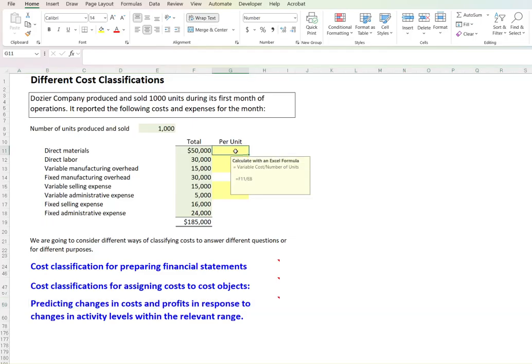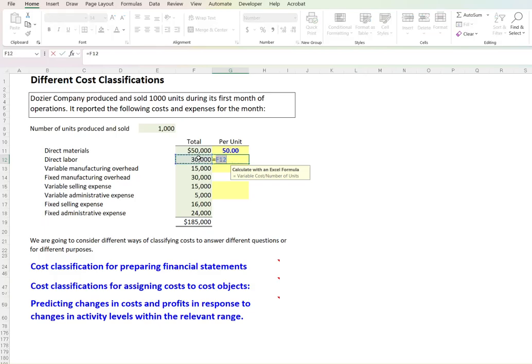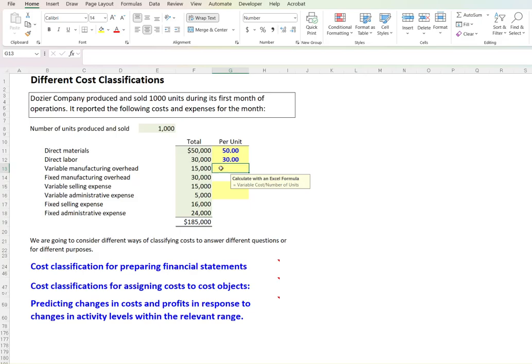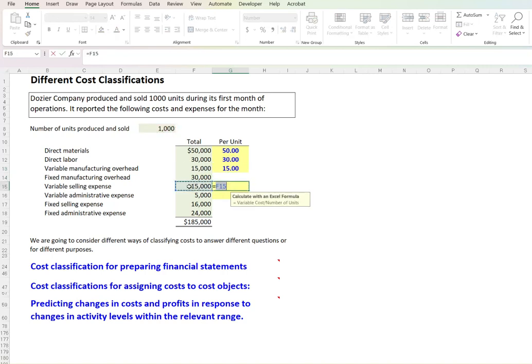So if we're given our total variable cost, the first thing we want to do is express that on a per unit basis. So we'll take our 50,000 and divide it by 1,000 units, and we've got a variable cost of $50 per unit. Direct labor, 30 divided by 1,000, it's $30 per unit. Variable manufacturing overhead, the 15,000 divided by 1,000, we've got $15 per unit. Variable selling is also $15 per unit.